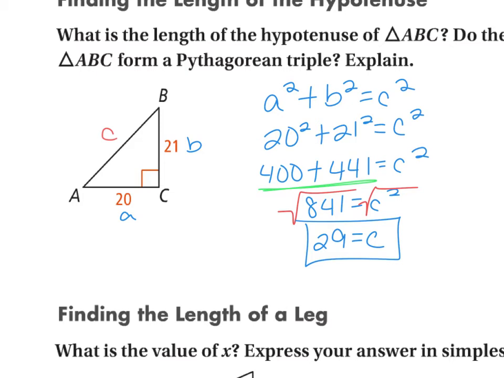And remember, another way you can double check this is, for one, is it realistic? And for two, is your hypotenuse the longest side? If I would have gotten an answer like 15, that wouldn't have worked because I had 20 and 21 as my side lengths, and I know my hypotenuse has to be the longest side.